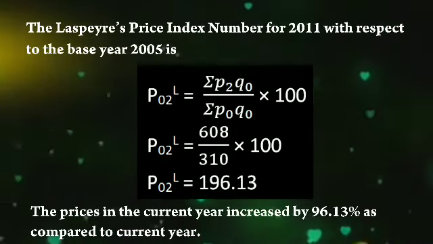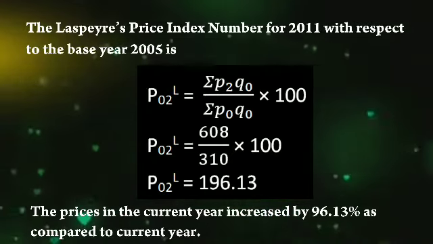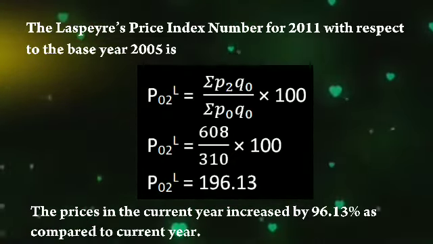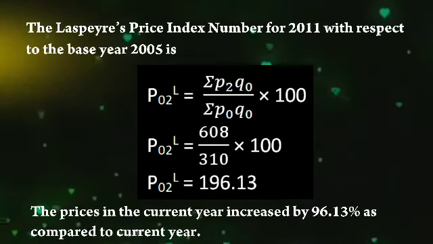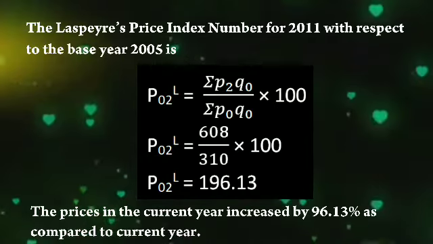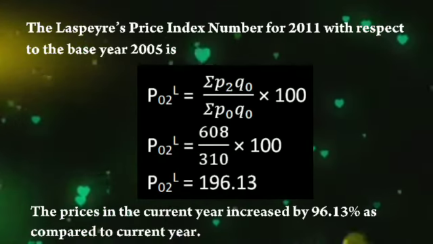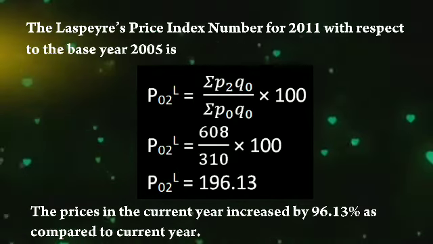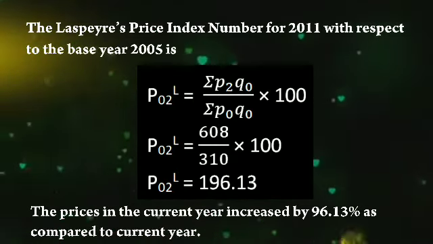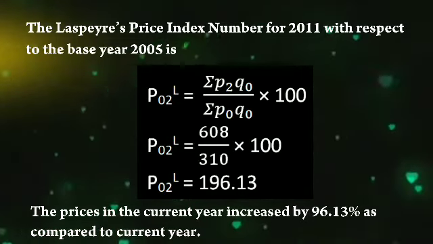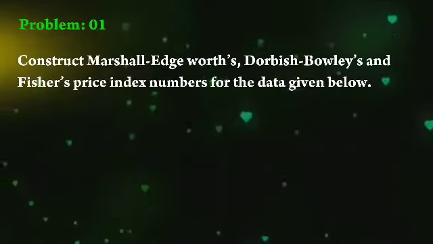So sigma P2 Q0 divided by sigma P0 Q0, the base year is fixed, which is the same, into 100, that is equal to, substituting in the formula, 608 divided by 310 into 100, that is equal to 196.13. Therefore, prices in the current year increased by 96.13% as that of the base year.